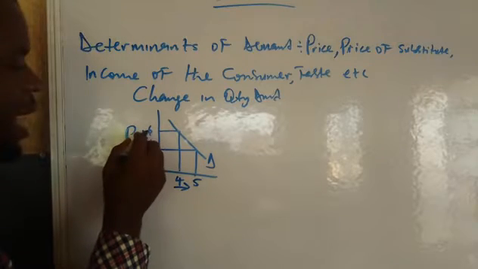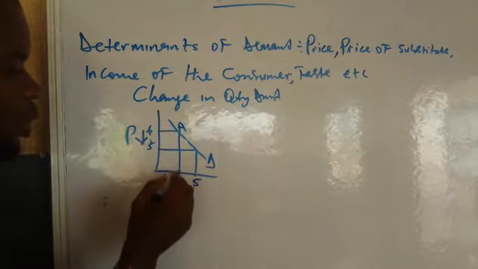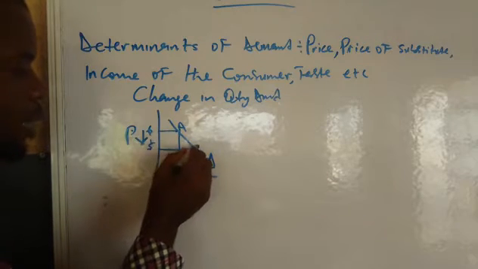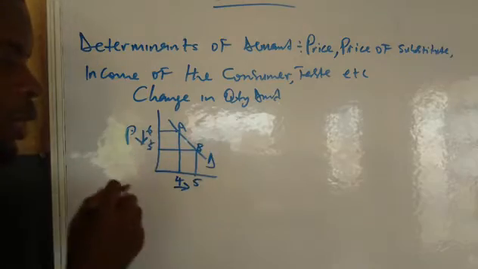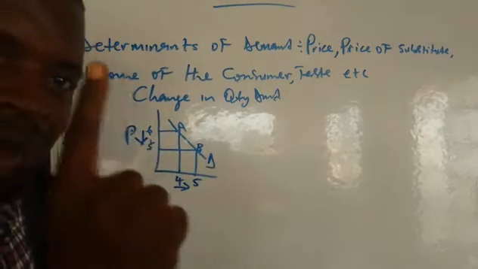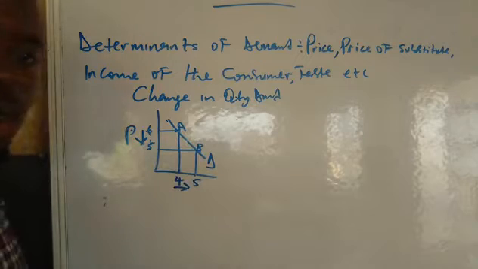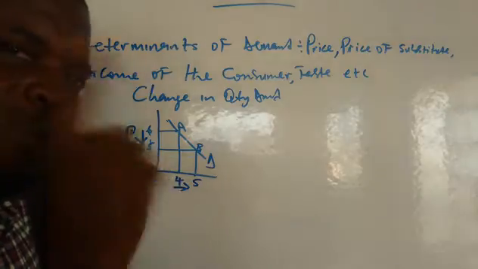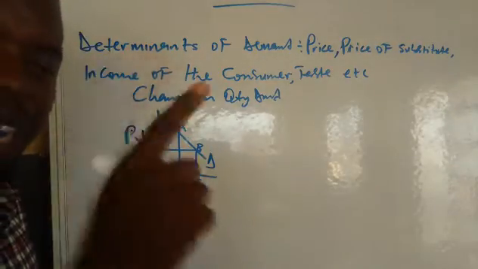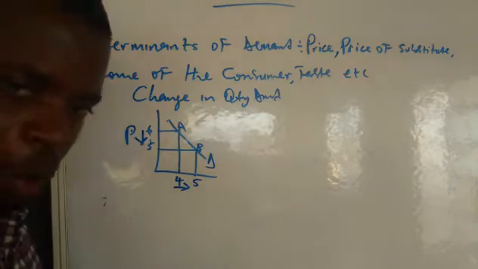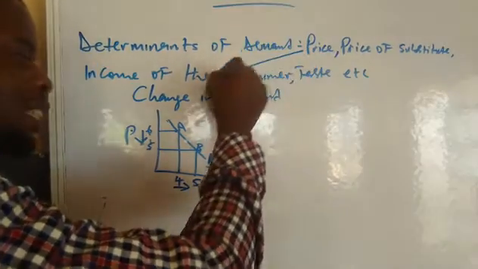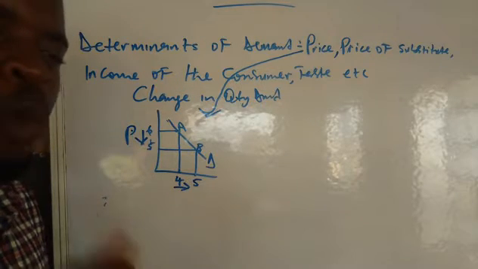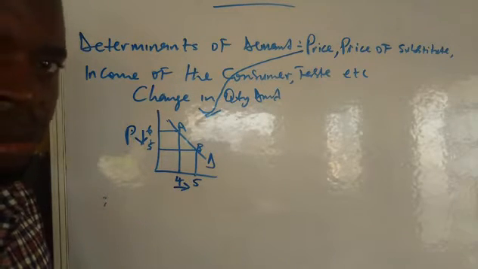Now, you can see when the price was 6, this is the point of intersection of price and quantity. But when the price falls, the point moves down to here. So you can see point A, point B. But all these points are on one demand curve. You can see just one demand curve. So that is what we call change in quantity demanded. And change in quantity demanded is only determined by one factor, and that factor is the price of the commodity. Take note. Price of the commodity is the only one that can lead to change in quantity demanded, that can lead to movement of points along the same demand curve.